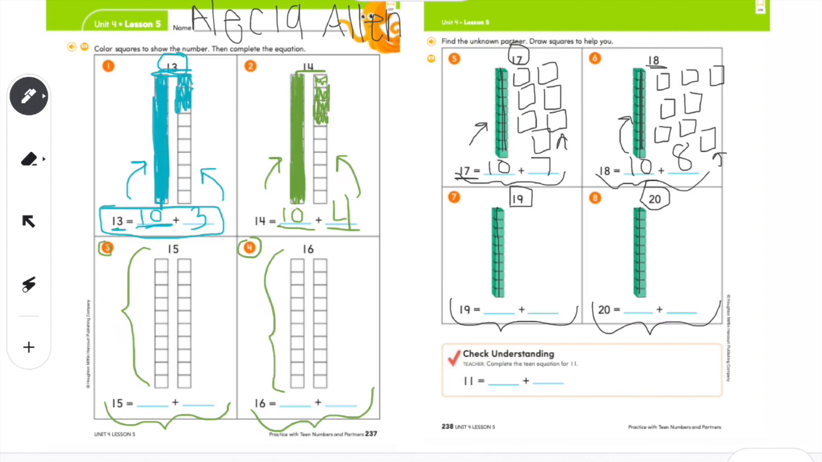When you're all done, your check for understanding says to complete the teen equation for 11. Try your best to do your check for understanding all by yourself and then bring your page to your teacher to get checked. Or you can send it on Seesaw so your teacher can give you a sticker. And then you're ready to move on to the rest of Math Path. Great work today.